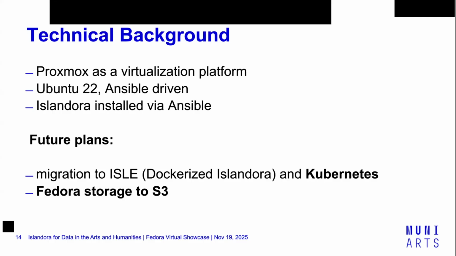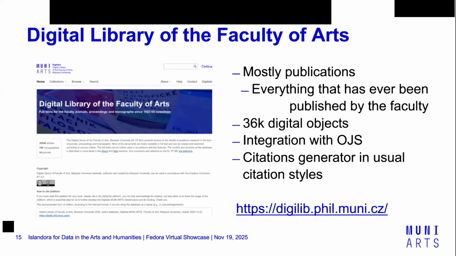Just a few notes on the technical background. Proxmox as a virtualization platform, everything is on Ubuntu 22 and everything is Ansible driven. Future plans: we would like to migrate to ISLE, it means Islandora Enterprise, a Dockerized Islandora, and to have everything in our Kubernetes. And we would like to also connect our Fedora storage to the European Open Science Cloud S3 storage. This is also in process right now.